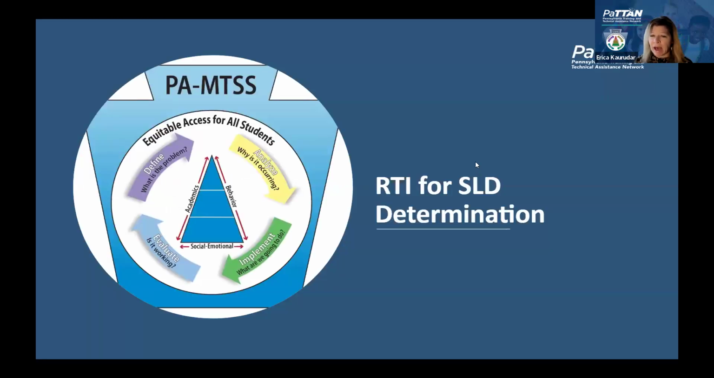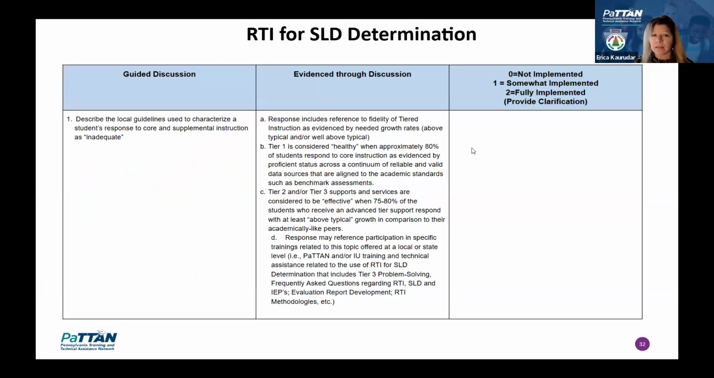Next, let's talk about how the use of RTI methodology to identify SLD may look in practice. Let's start with some consideration of local guidelines that LEAs need to have in place to determine if a student's response to instruction, core and supplemental, is inadequate. So first, let's think about the local guidelines that your LEA team uses to determine if a child's response to instruction and intervention is adequate or inadequate. So things that we may consider. First, what are those local guidelines that we may look at?